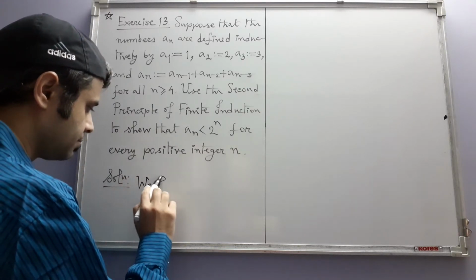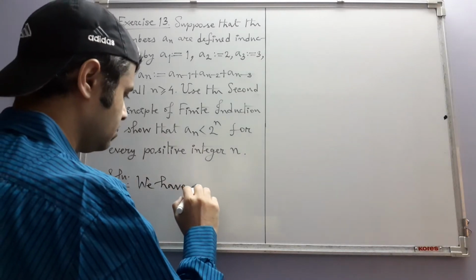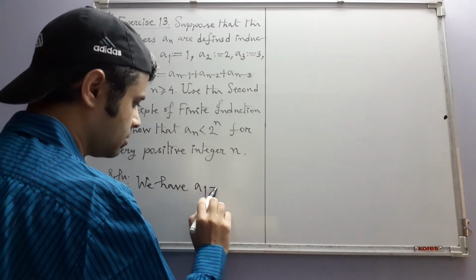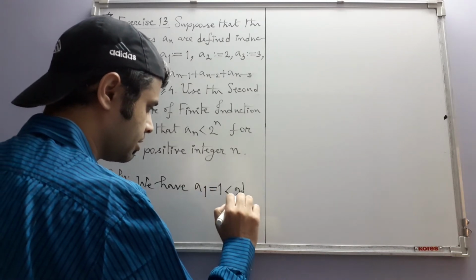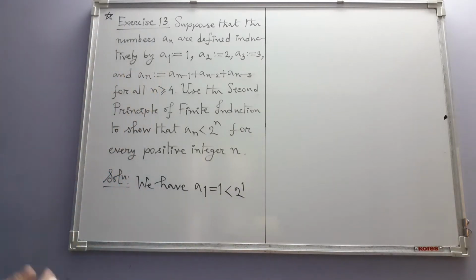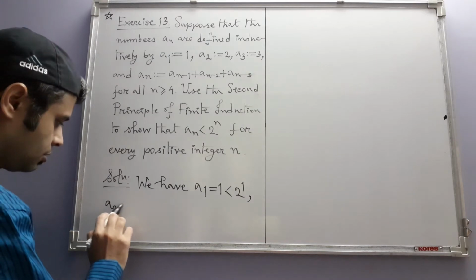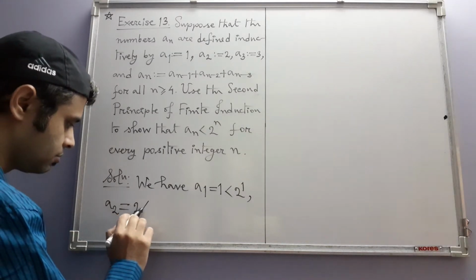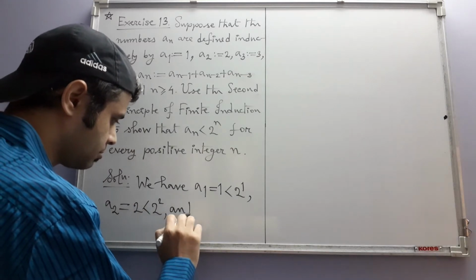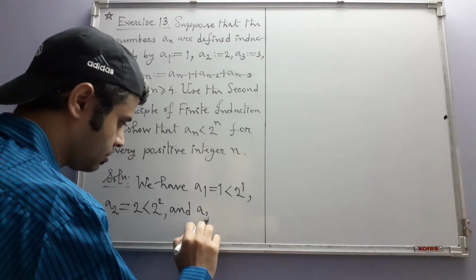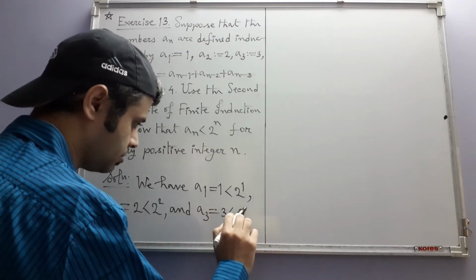We have a1 equal to 1, this is less than 2 to the power 1 because that is 2. a2 is 2, which is less than 2 square, and a3 is 3, which is less than 2 cube.